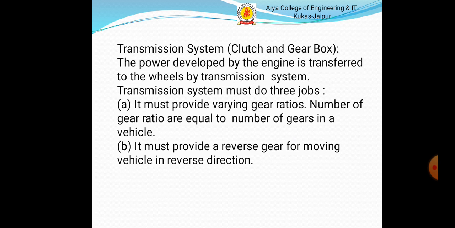Transmission system. The power developed by the engine is transferred to the wheels by the transmission system. The transmission system must do three jobs. First, it provides varying gear ratios. The number of gear ratios is equal to the number of gears in the vehicle. Second, it must provide a reverse gear for moving the vehicle in the reverse direction.